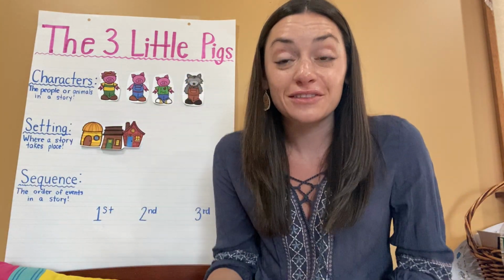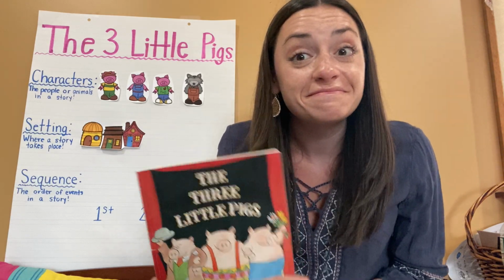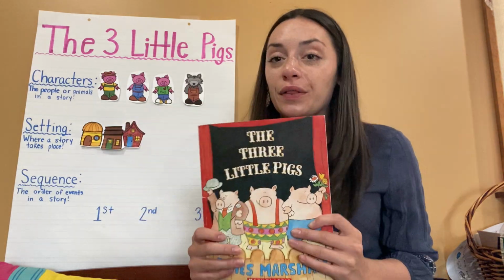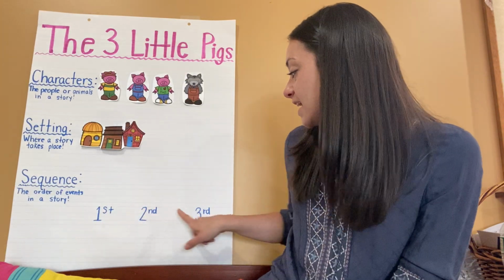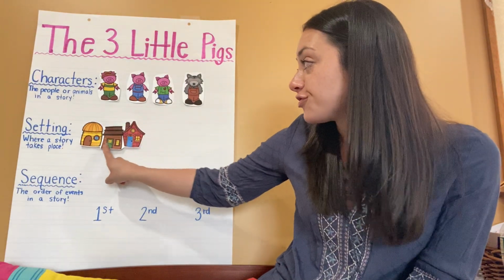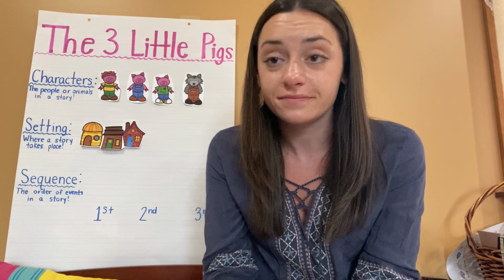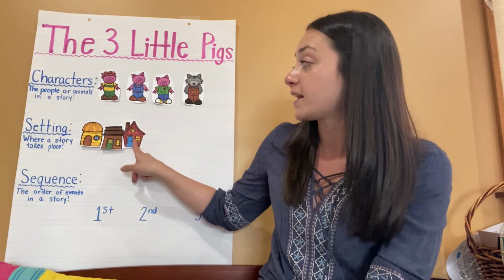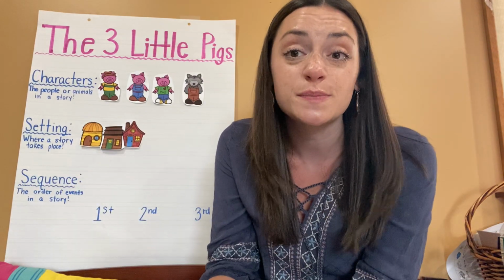The wolf tried to trick the pig the whole time, but who outsmarted him? The pig did. So let's put the events of the story in order. First, second, and third. So we have 3 pigs and 3 houses. Which house was built first? Was it the brick house, the stick house, or the straw house? Which one was built first?